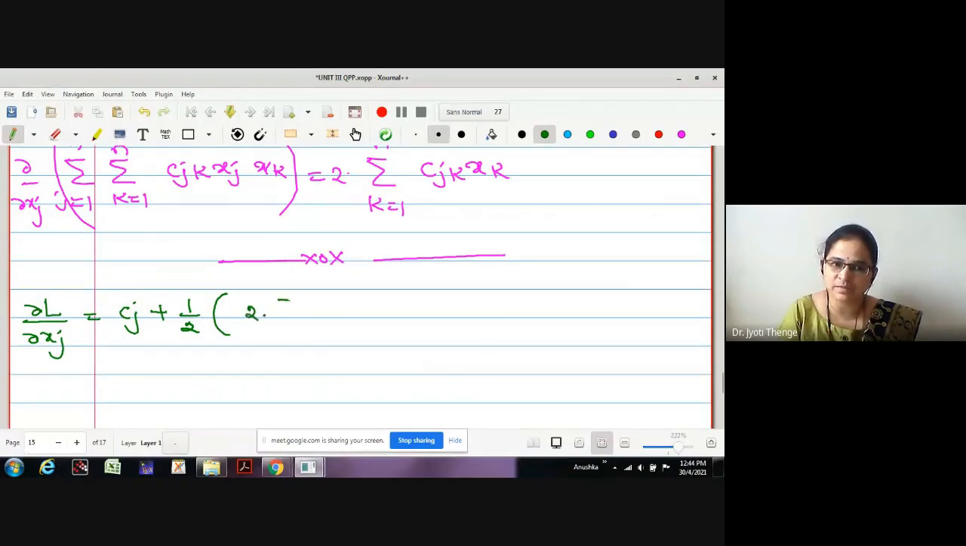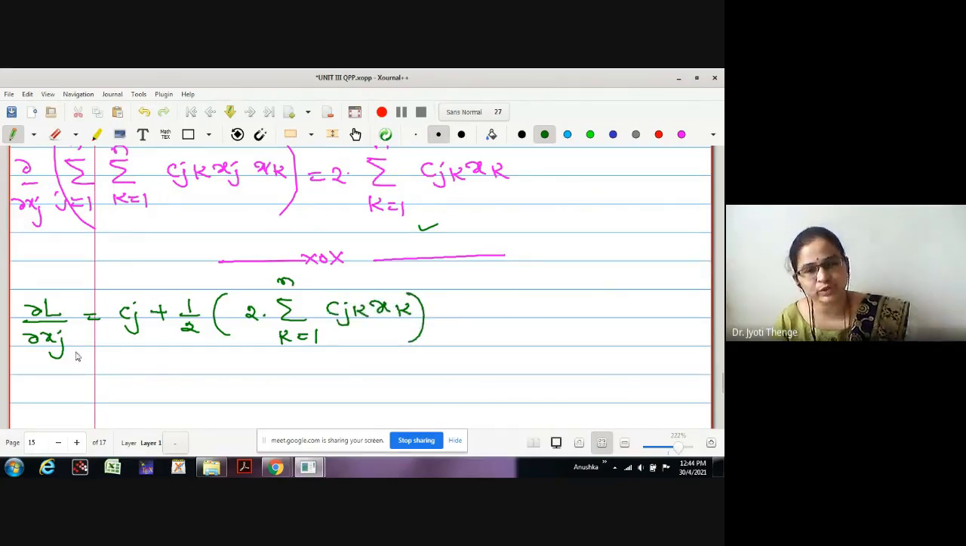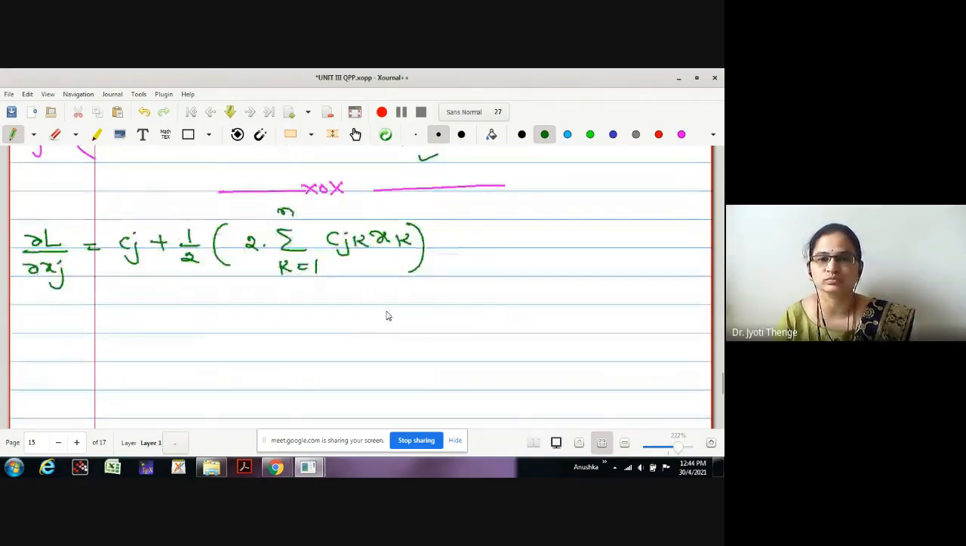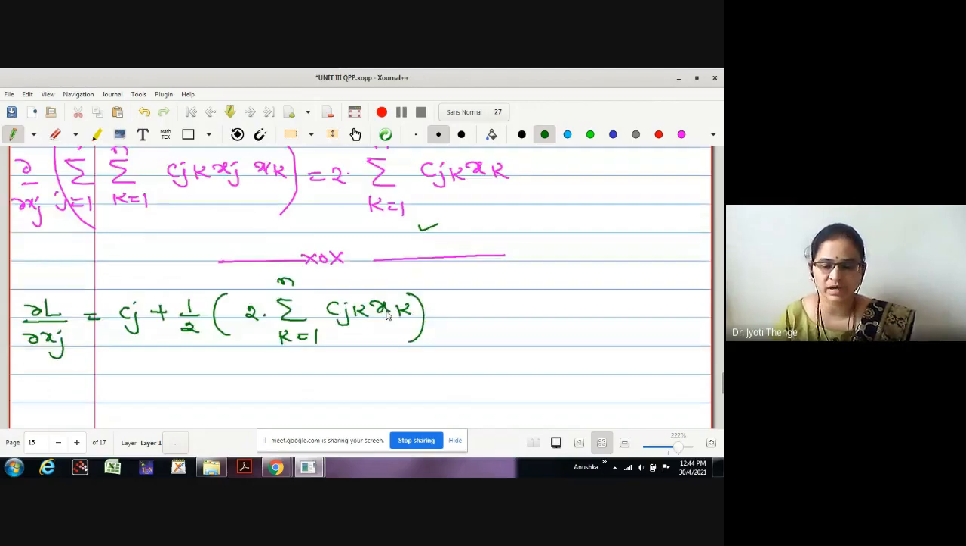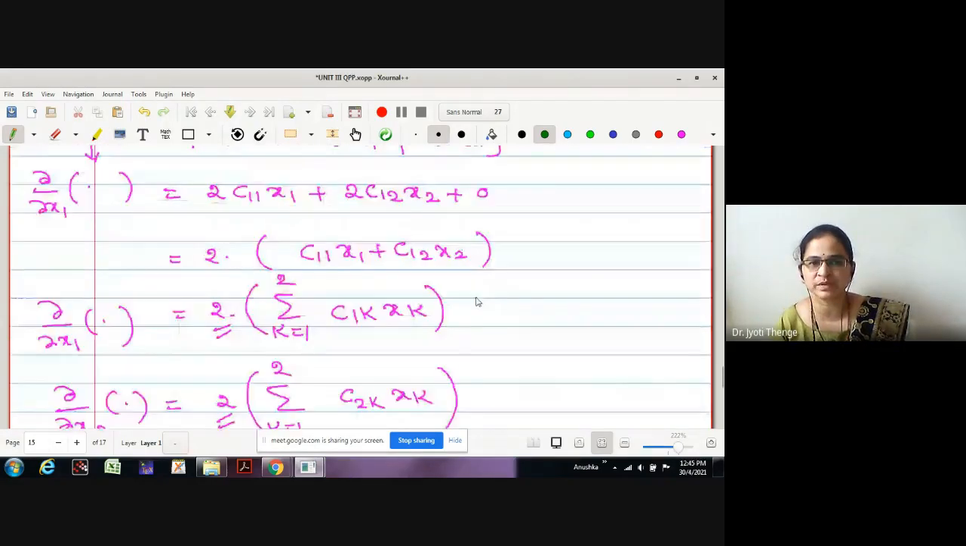The derivative is 2 times, so here I have written 2 times summation k equals 1 to n Cjk xk. Just to cancel this 2, this half was adjusted. I told you this is purely an adjustment made at the start, at the introduction of the quadratic programming problem. The half is taken just to balance this 2.